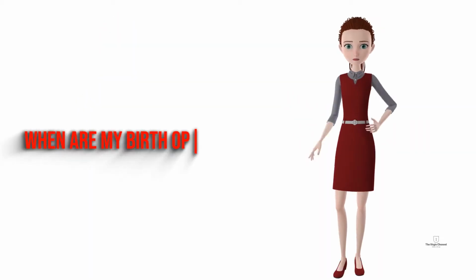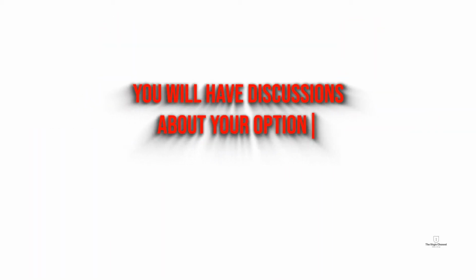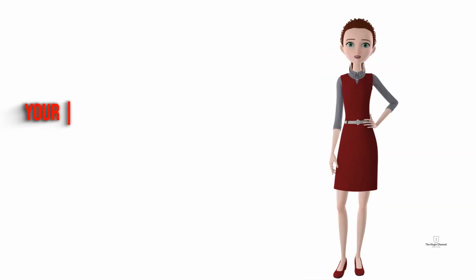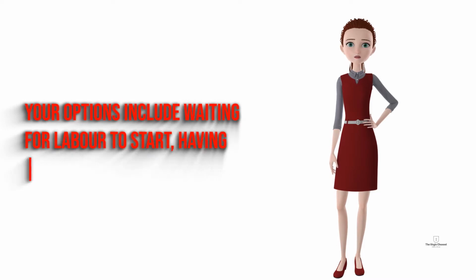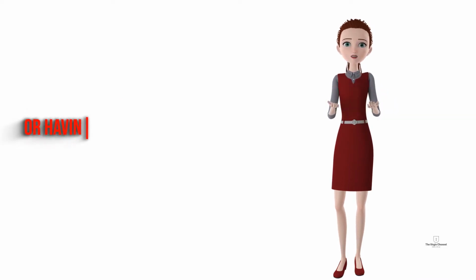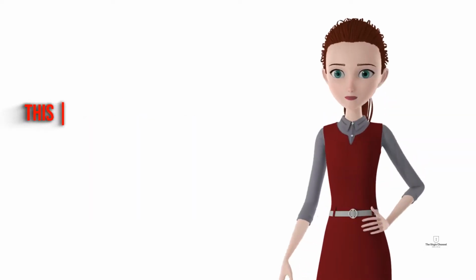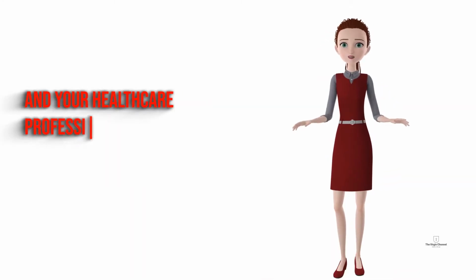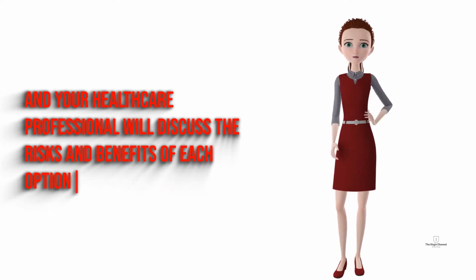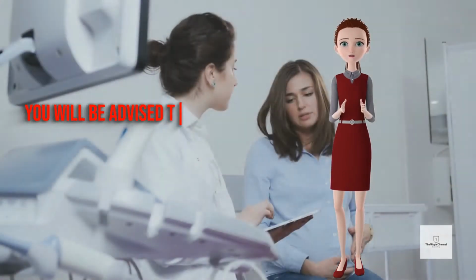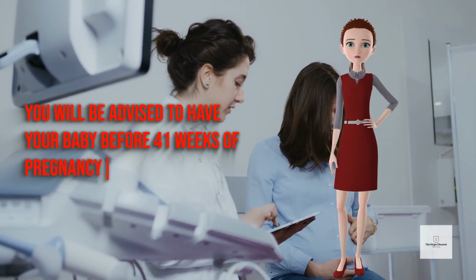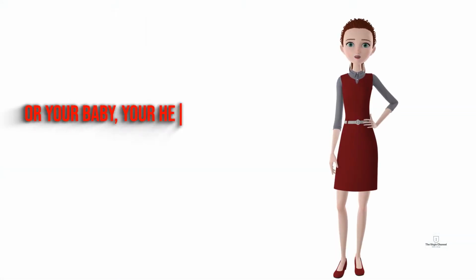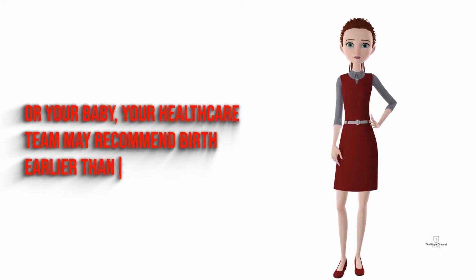What are my birth options? You will have discussions about your options for birth with your healthcare professionals throughout your pregnancy. Your options include waiting for labor to start, having an induction of labor, or having a planned cesarean birth. This will depend on your individual circumstances and preferences, and your healthcare professional will discuss the risks and benefits of each option with you. You will be advised to have your baby before 41 weeks of pregnancy, and if there are pregnancy complications affecting either you or your baby, your healthcare team may recommend birth earlier than this.